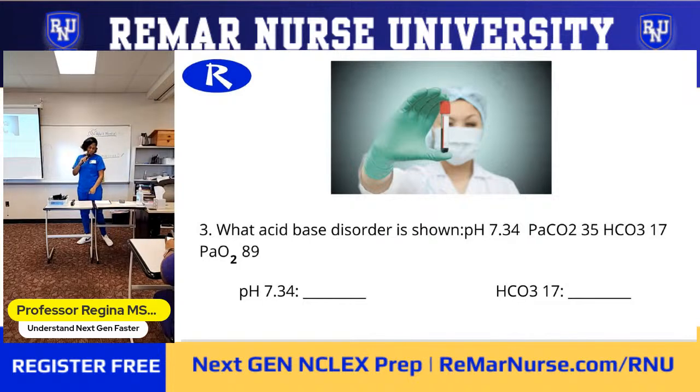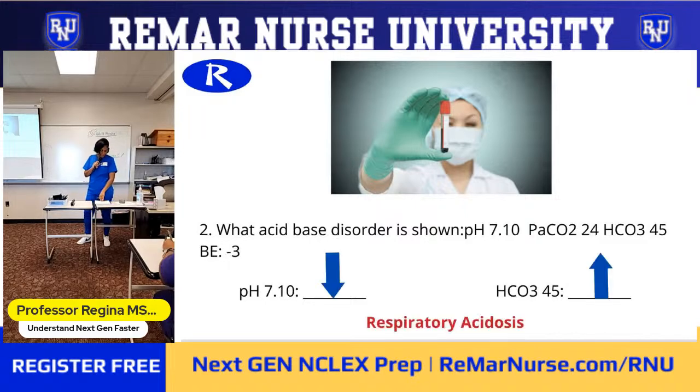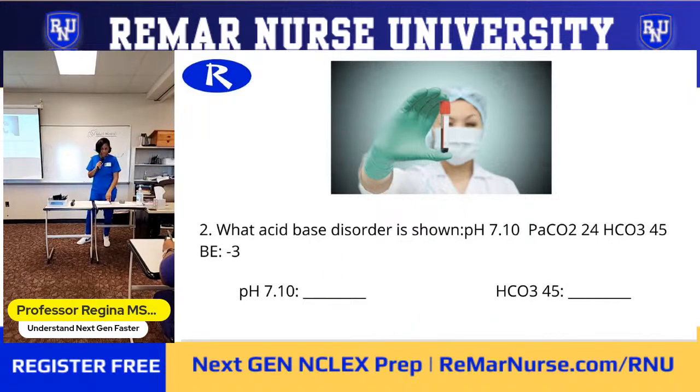Here we go. Number two. How should the nurse interpret this blood gas? pH 7.10, is that up or down? Bicarb 45, up or down? What kind of problem is this?